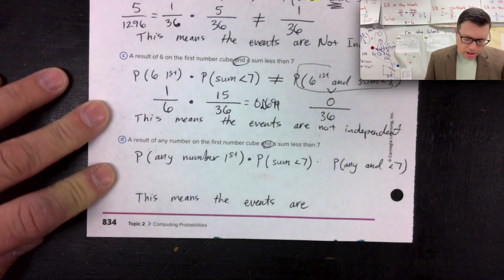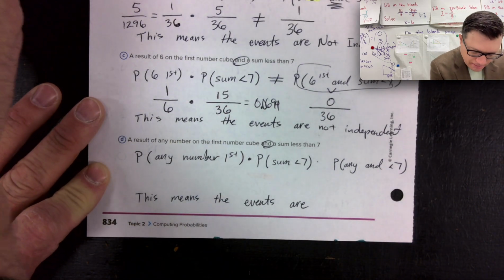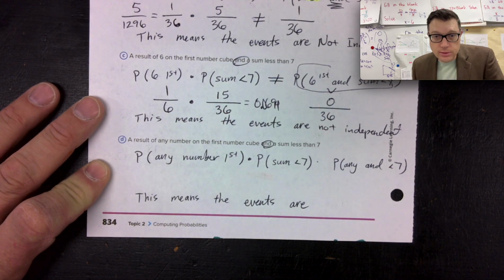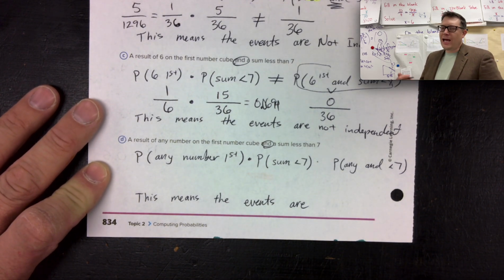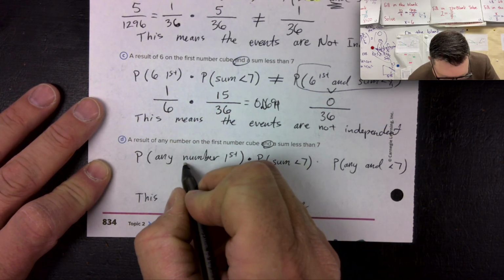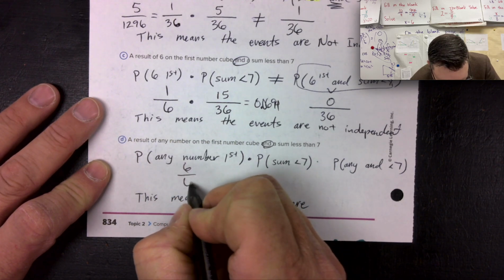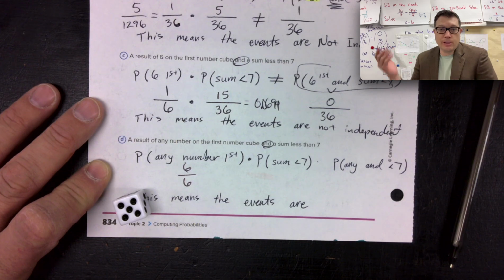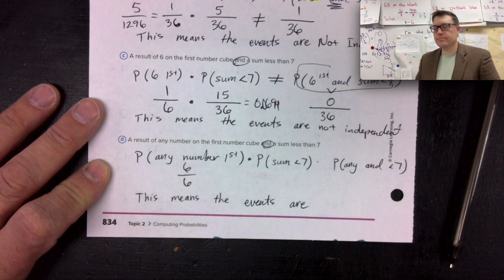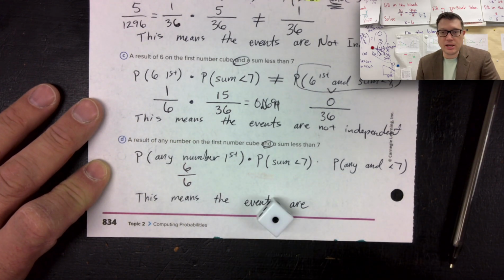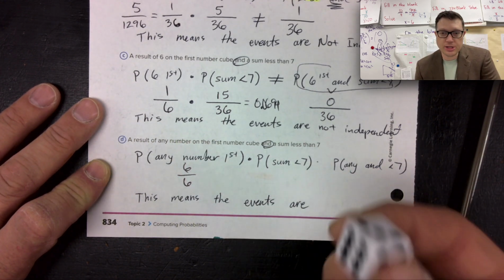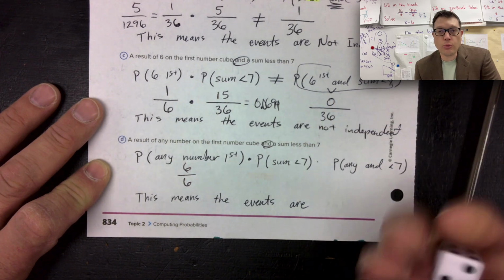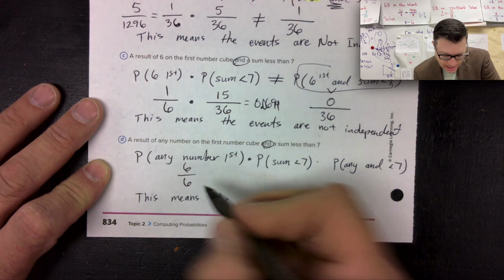Okay, last question. A result on any number on the first number and a sum less than 7. Well, the nice thing about this one, any number on the first number, there are 6 different ways you could roll the die and just get a number. That's a number. I got a 5. Okay, reset. What's the probability of getting any number? Guaranteed. I got a 1. Guaranteed. There are 6 different arrangements for that die.